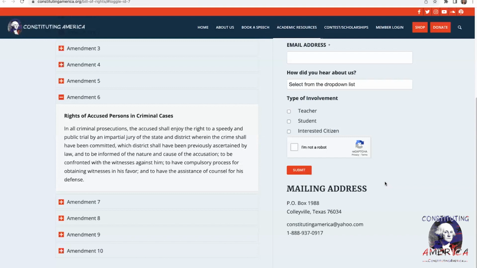Okay. Now that we've looked at it broadly, let's start going through it. The first four words are in all criminal prosecutions. Those are words of limitation. If you have a dispute with somebody over whether that person broke a contract, you can't rely on the Sixth Amendment. If you have a dispute with someone over a tort, say you slipped and fell on their property, the Sixth Amendment is inapplicable. The term in all criminal prosecutions is a term of limitation.